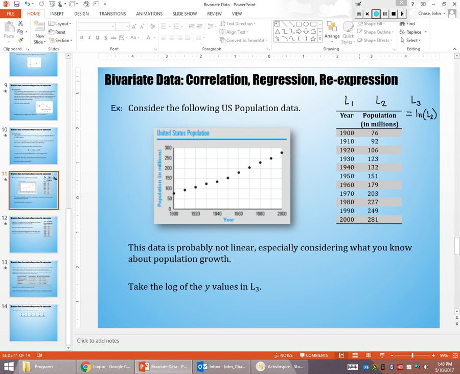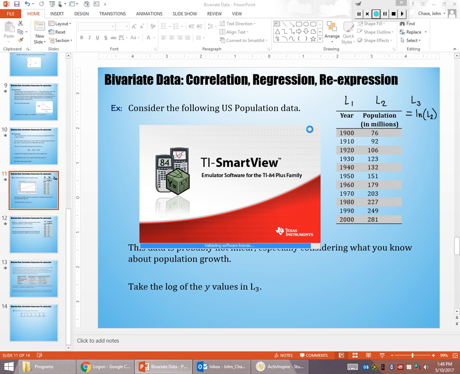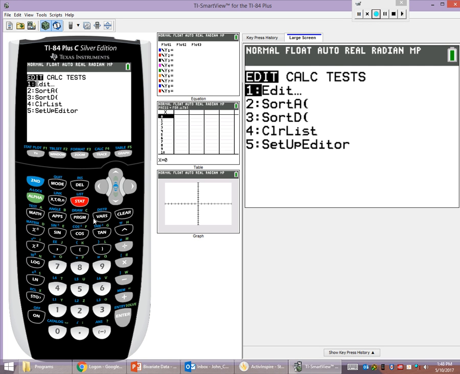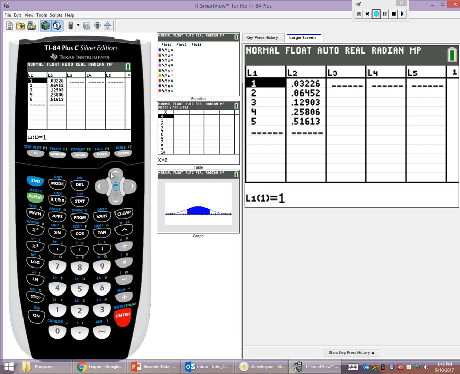What was the last one? It's on your paper too, is it not? So now in L3, enter ln of L2 here. Yeah, or log base 10 is fine.